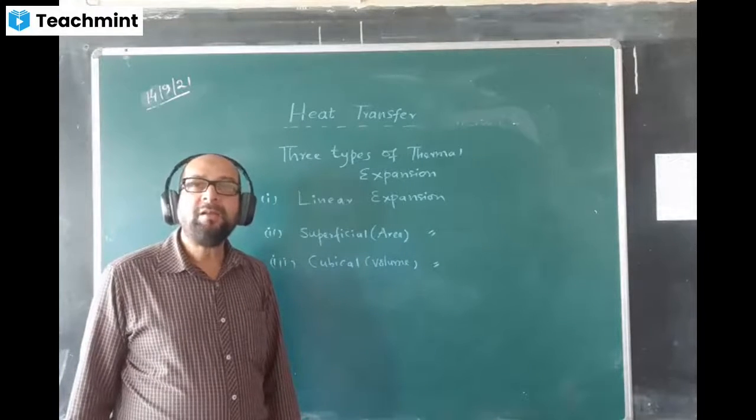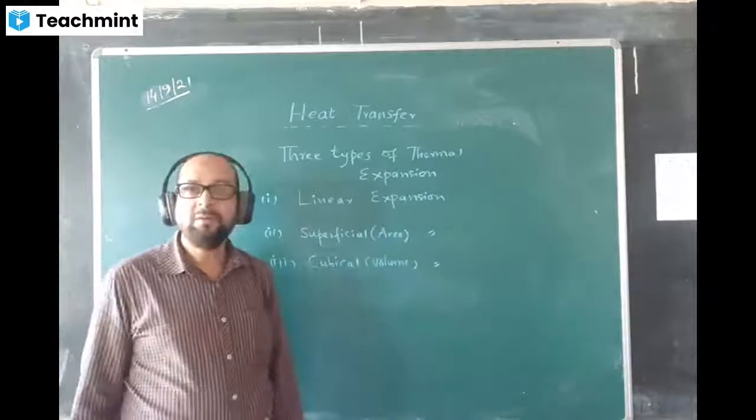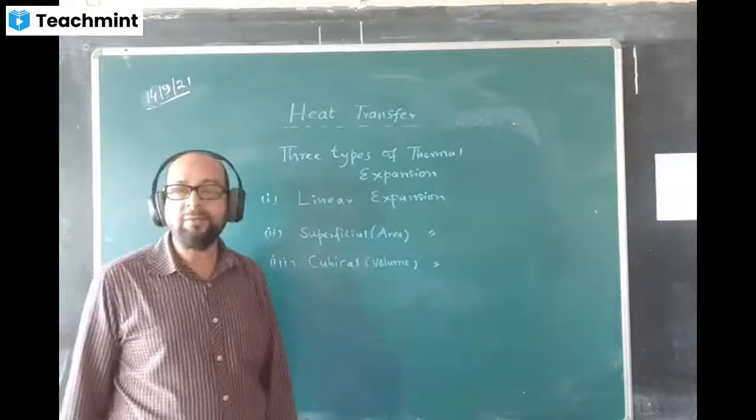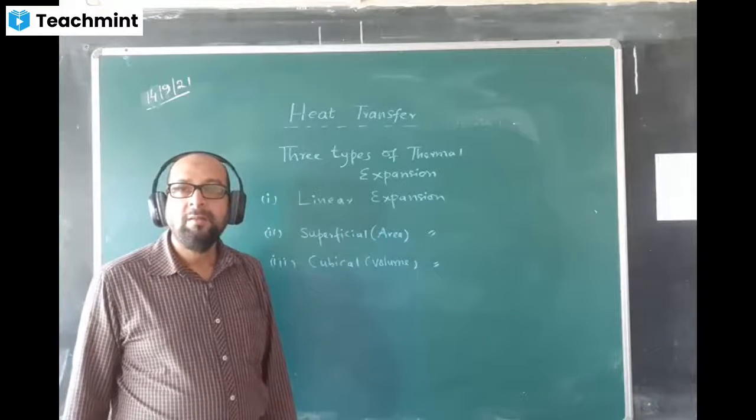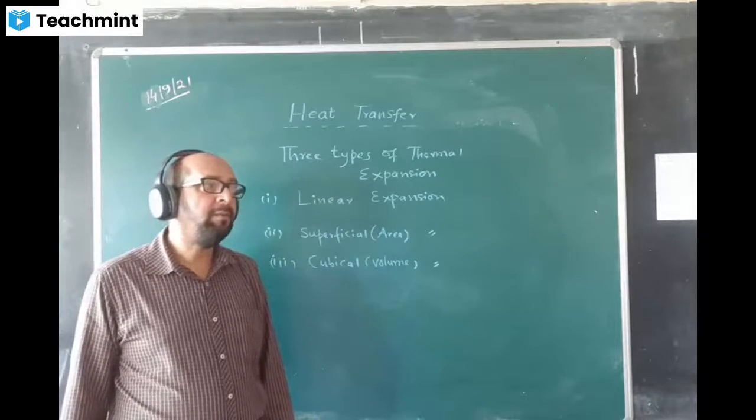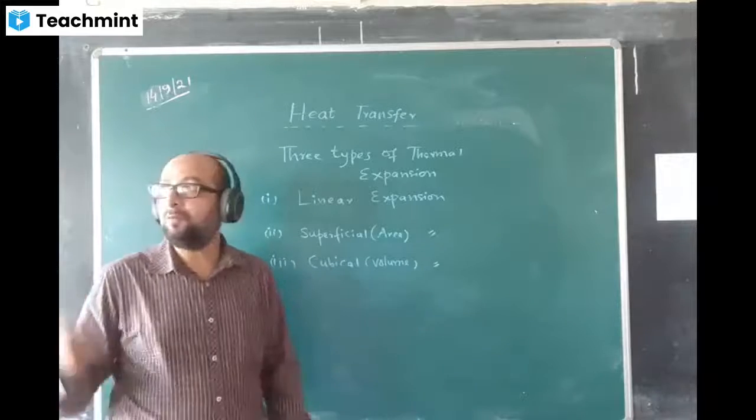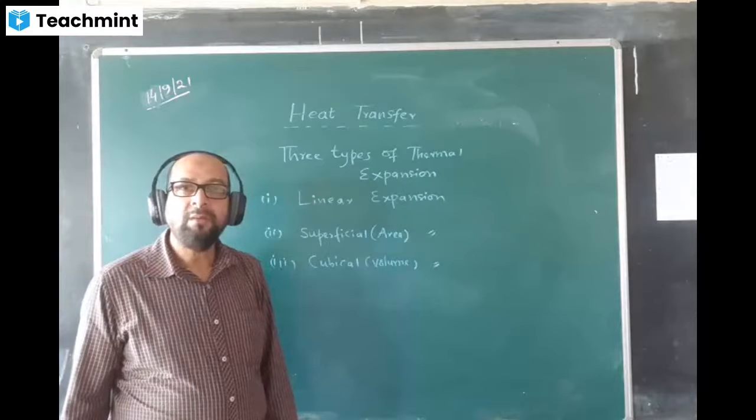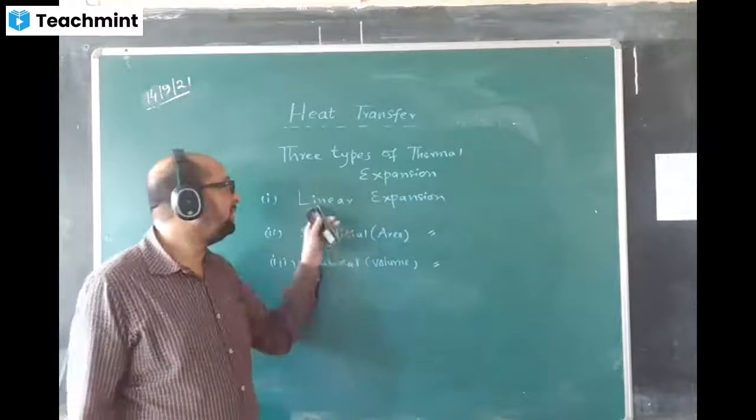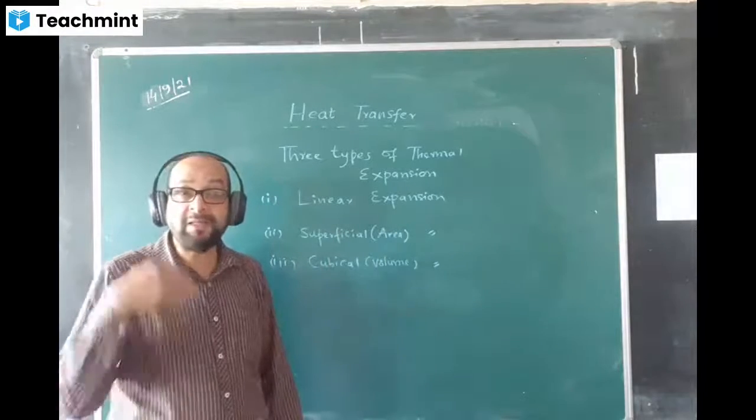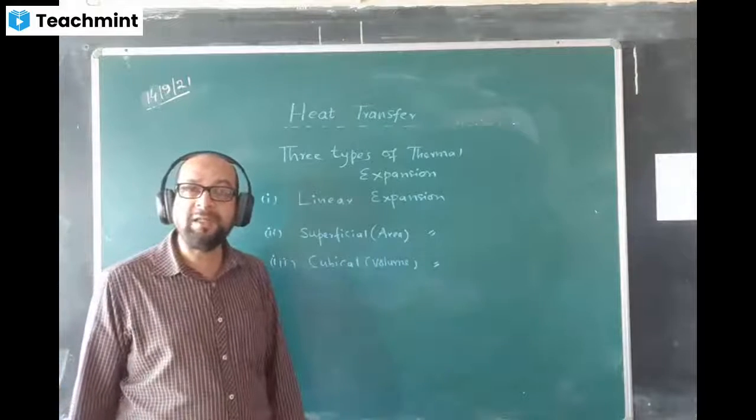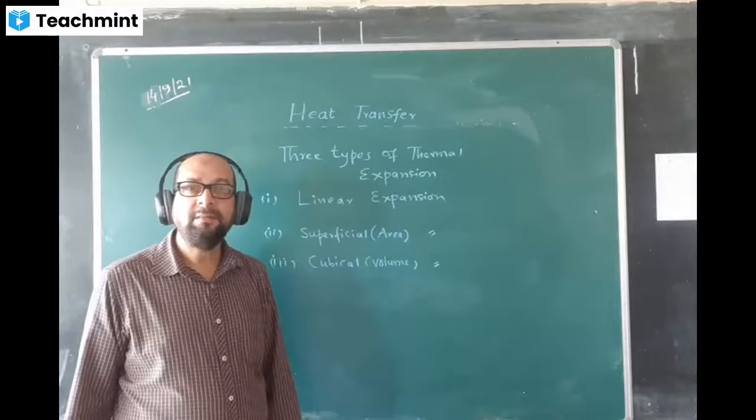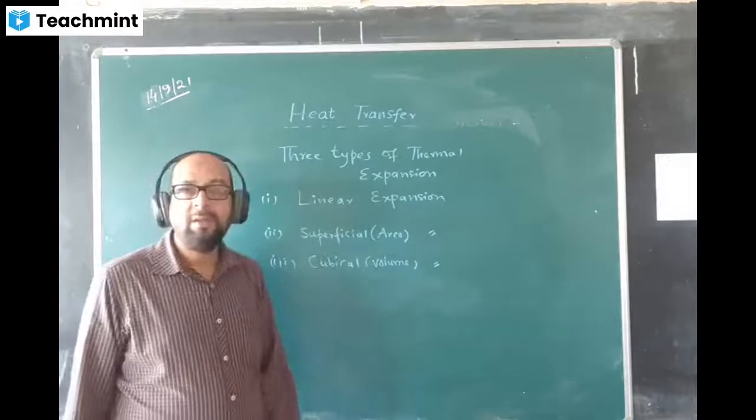So wire and all, they've got length. So when its length expands, we say that linear expansion. Like railway track and all, wire hanging in between the poles. All these are examples of linear expansion. We'll bother about linear expansion, lengthwise expansion. How much is the increase in the length taking place? We'll be concerned with that. Such an expansion is linear expansion.